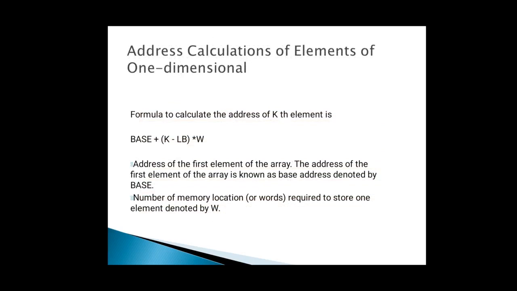Address calculations of elements of a 1D array. Formula to calculate the address of the kth element is base plus k minus LB into W. Here the address of the first element of the array is known as base address, denoted by base. Number of memory locations required to store one element is denoted by W.